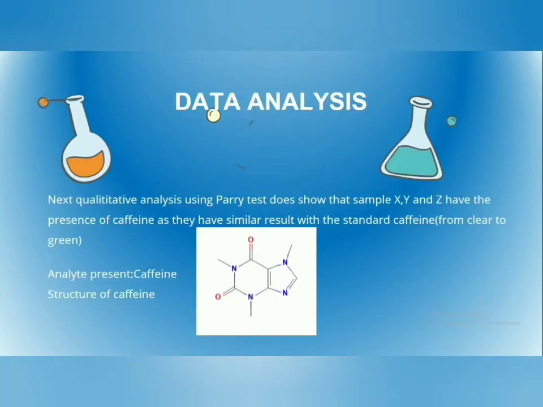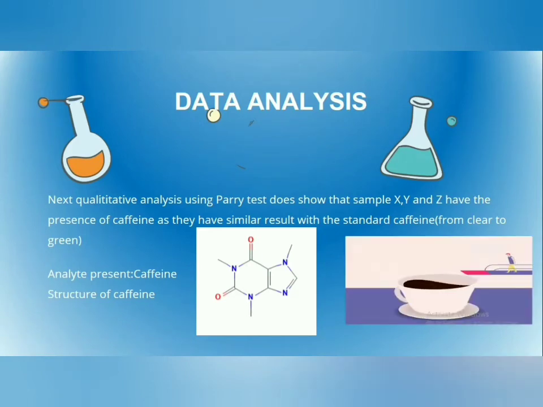And next, the qualitative analysis is done by using the Parry test. The observation shows that samples X, Y, and Z have the presence of caffeine, as they have a similar result to the standard caffeine, based on the observation from the color. The color turned from clear to green. So this is the analyte present in the compound, which is caffeine, the structure of caffeine.